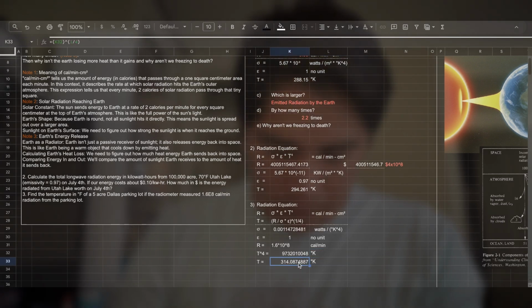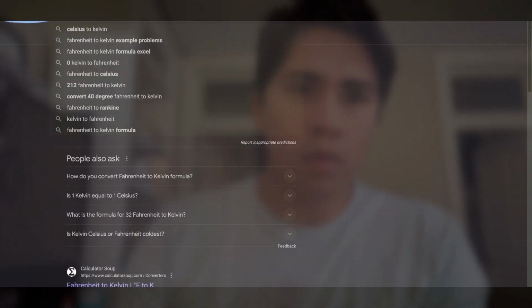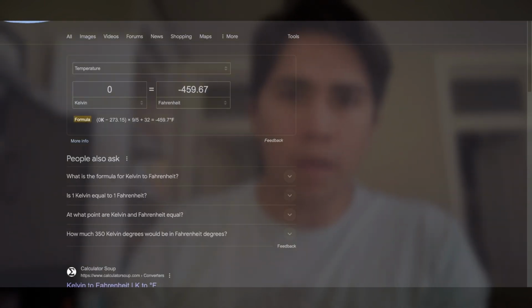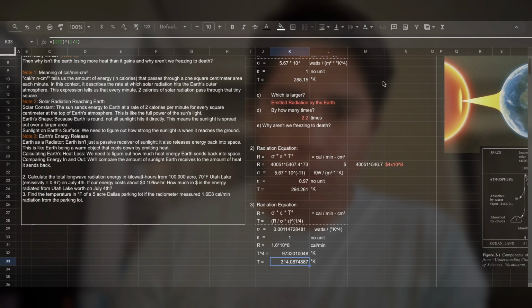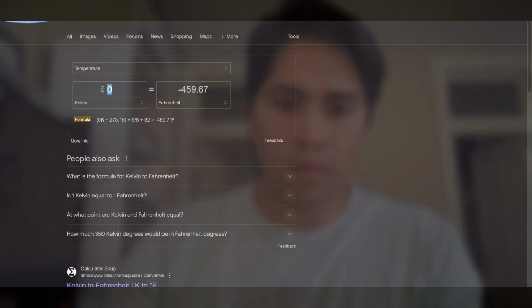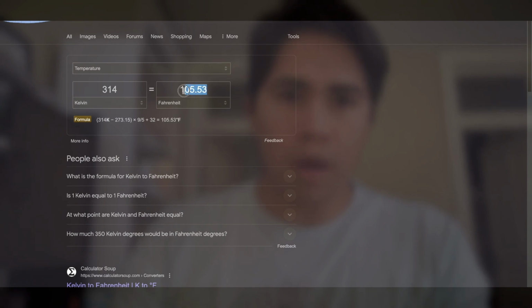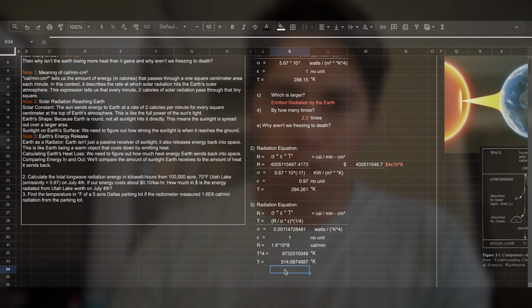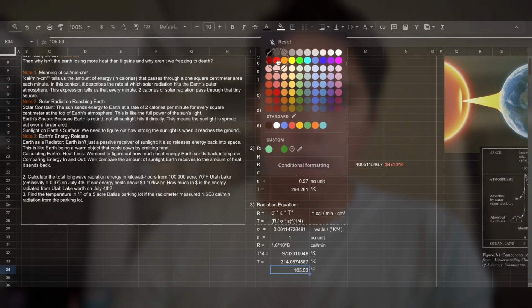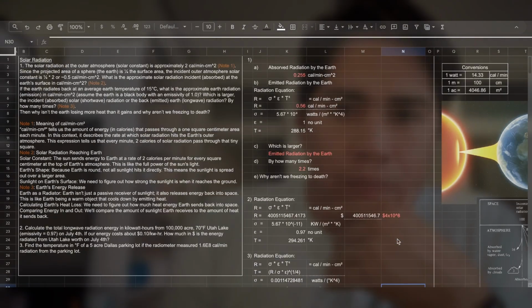degrees Kelvin. So that to Fahrenheit will be, let's do Kelvin to Fahrenheit, and it was 314. So it's about 105.5 degrees Fahrenheit. And that should be the answer for this problem.